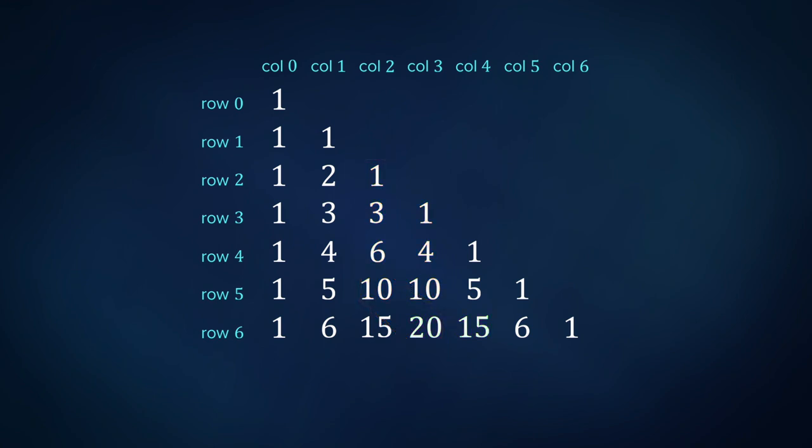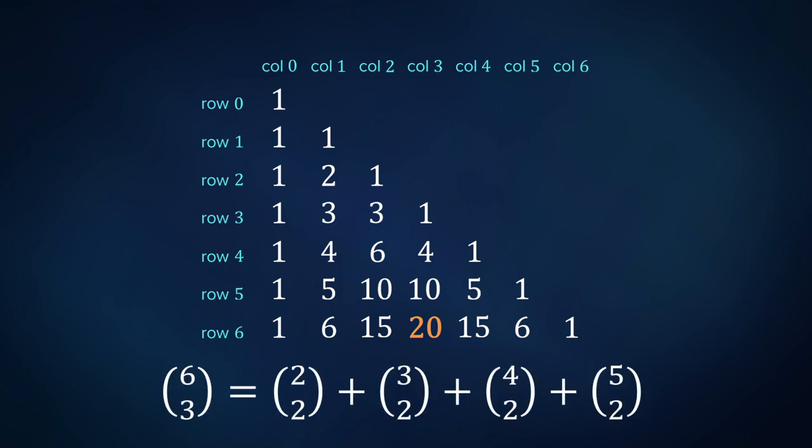Here's a quick combinatorial explanation of what's going on. The number 20 appears in row 6, column 3. So that 20 is equal to 6 choose 3. The numbers being added in column 2, let's see, those are 2 choose 2, plus 3 choose 2, plus 4 choose 2, plus 5 choose 2. But why should that equal 6 choose 3?